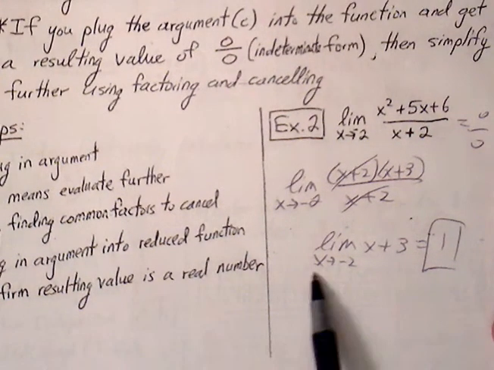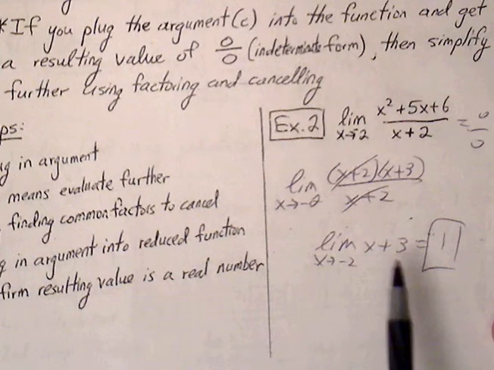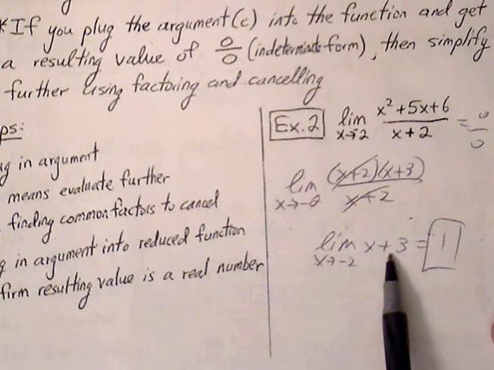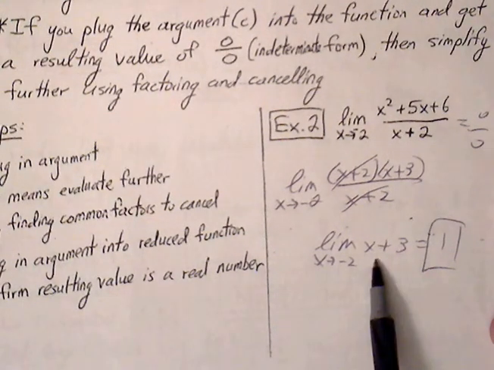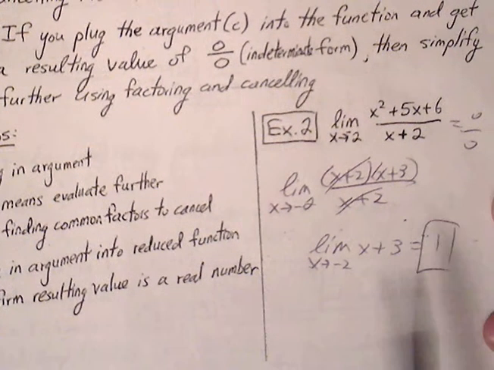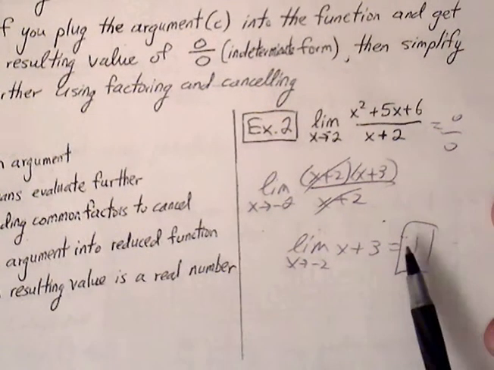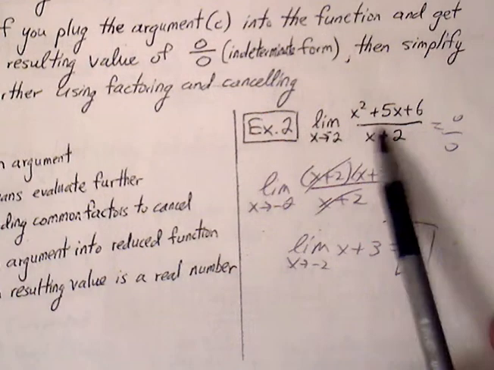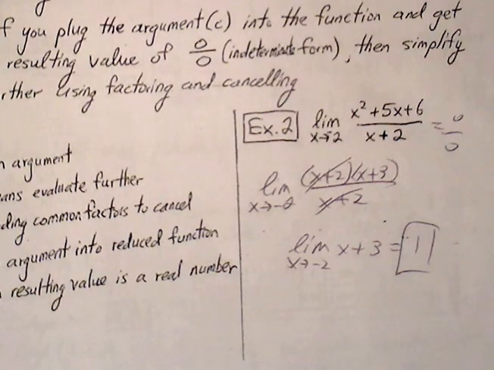So we're going to re-plug in the argument that did not work initially. So if we re-plug in -2 for x, we get -2 plus 3, which is 1. So 1 is a real number, so now we have the limit for this initial expression. Okay, let's look at some more examples.